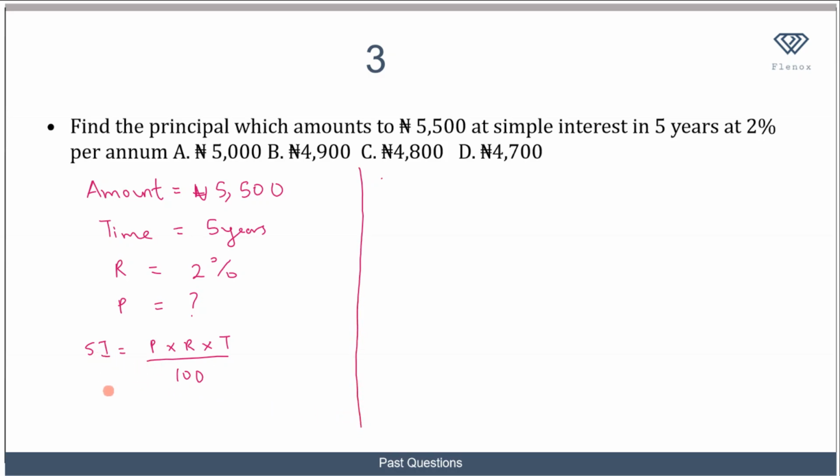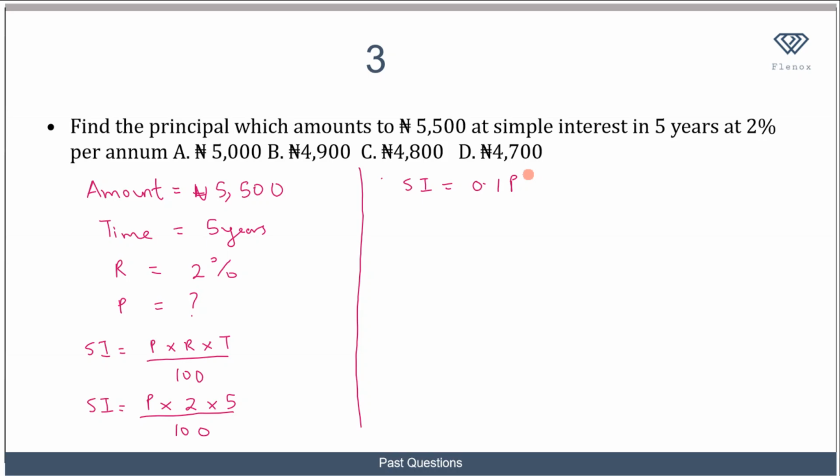So we can try to calculate the simple interest in terms of the principal. So we know that our simple interest will be equal to the principal, which is unknown, write it as P. Our rate is 2% and our time is 5 years over 100. So we know that our simple interest will be equal to 0.1p. So our simple interest is 0.1 of the principal.